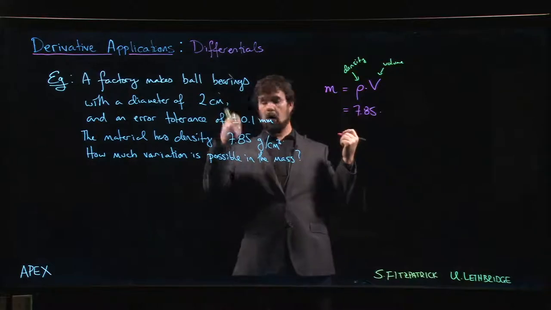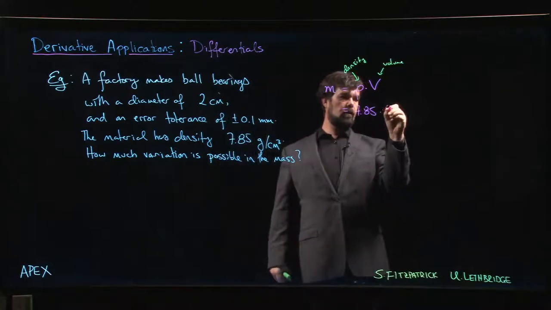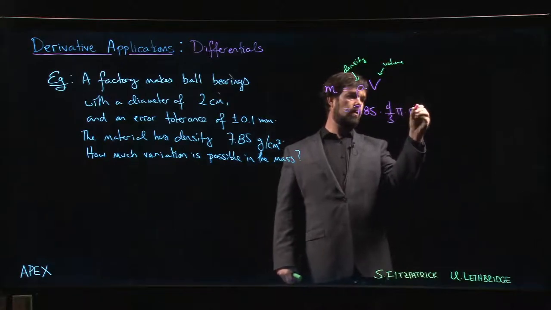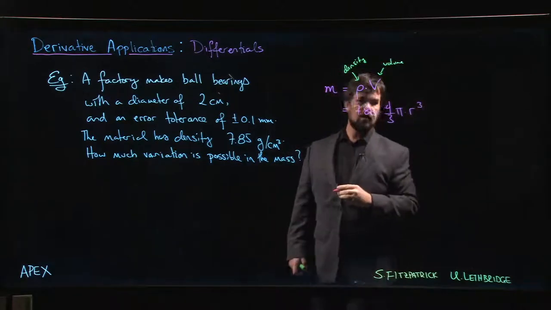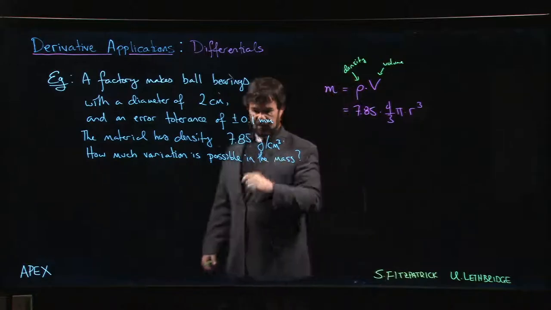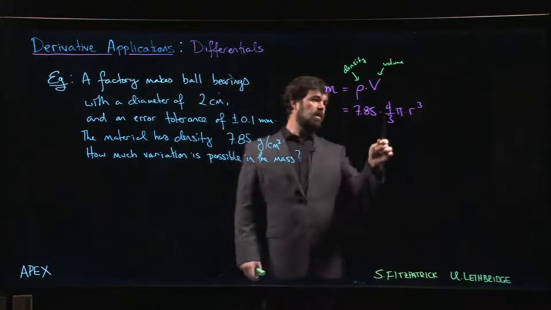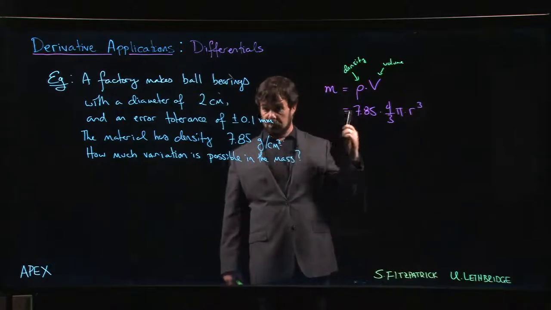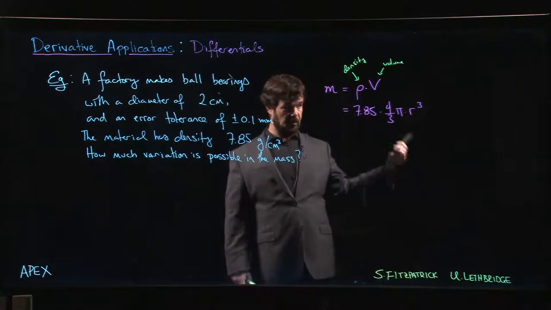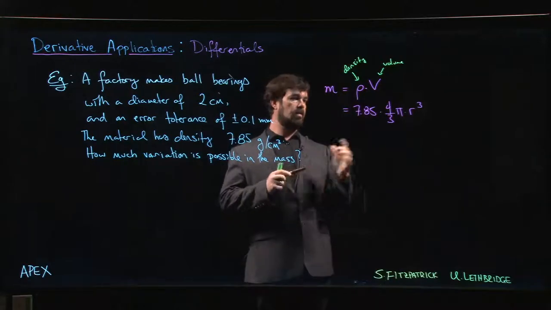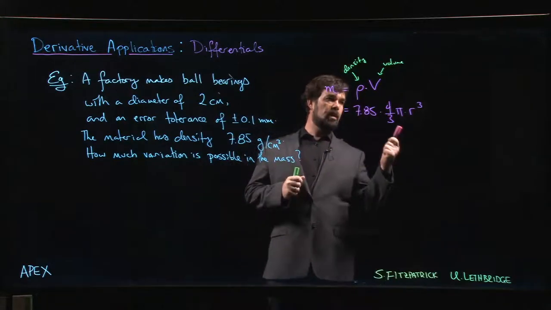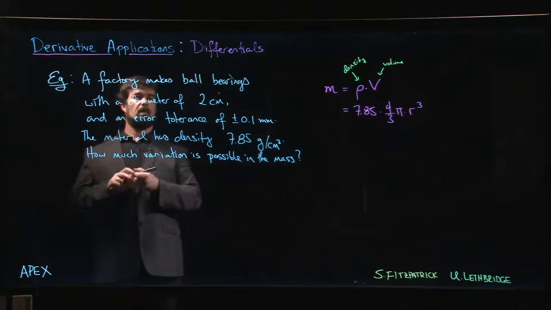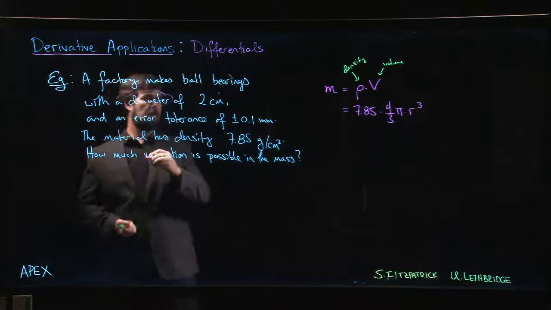It's a sphere, it's a ball. So assume spherical: 4/3 times pi times the radius cubed. So as long as the radius is in centimeters, then this is going to be volume in cubic centimeters times the mass per cubic centimeter, and we get mass in grams. Okay, very good.